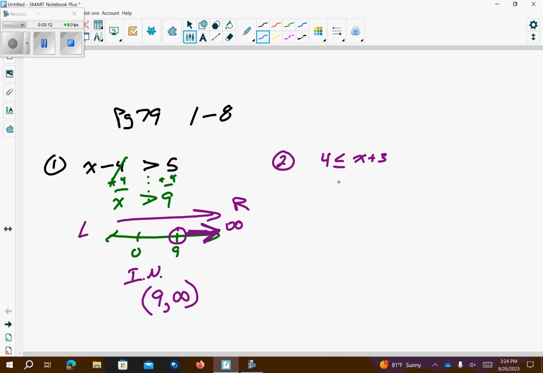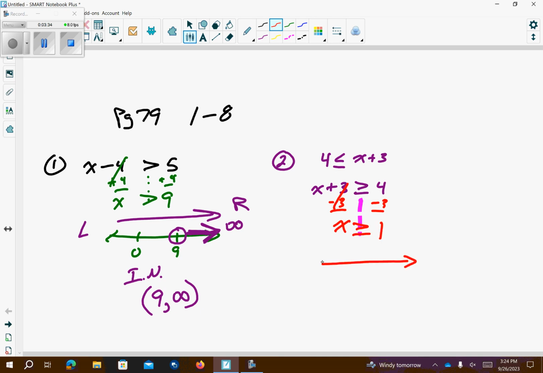Problem number 2. First thing you want to do is flip the whole problem over. You want the x, or the variable, to be on the left side. So I just flipped the entire problem over. Now I'm going to treat the inequality sign like an equal sign. So I'm going to subtract 3 from both sides. These cancel, so x is greater than or equal to 1.